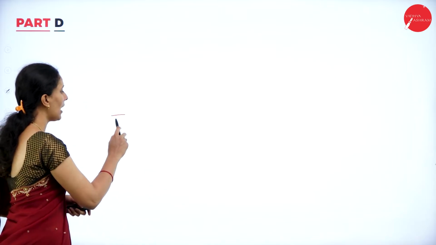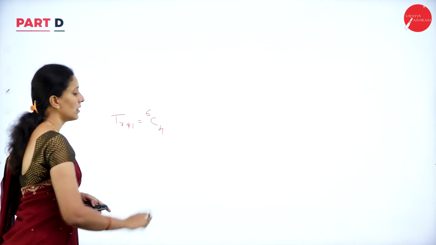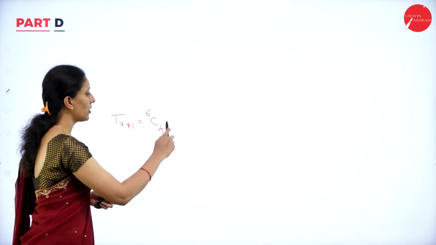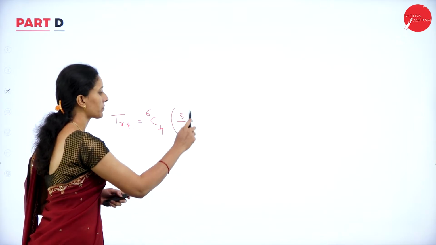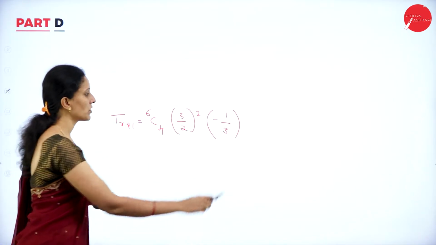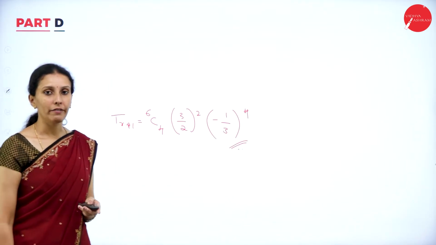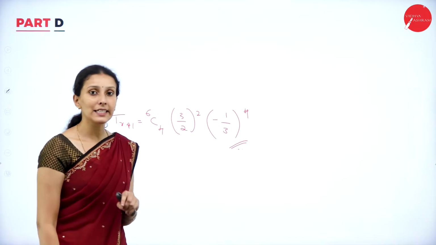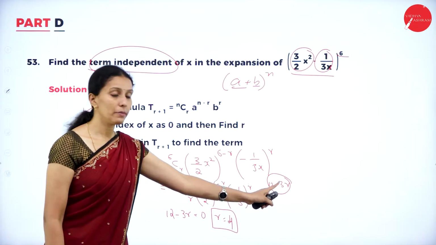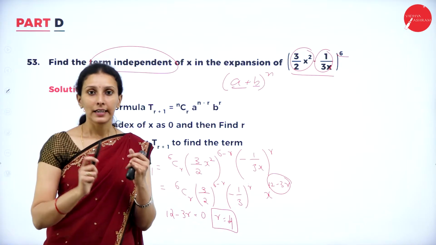So, then T(r+1) becomes 6C4. Here we have (3/2) to the power 6 minus 4, which means (3/2) whole square, and (−1/3) to the power r, which is 4 again. So, this is the term independent of the given binomial expansion. You can clearly see there is no x term. If you put r is equal to 4, it becomes 12 minus 12, which is 0. So, this is how you can calculate the term independent.